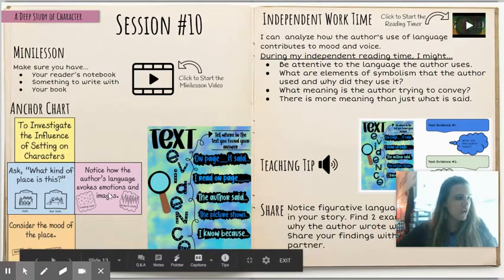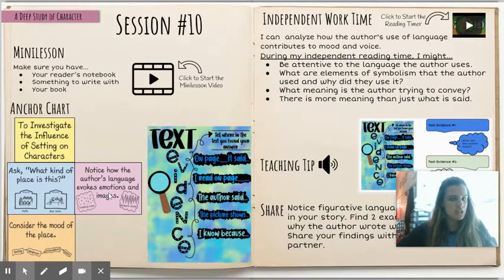I'm going to teach you to notice when you're in the setting, not just where it is or the mood, but the specific language that the author uses to invoke an emotion or to paint a picture in your mind. So we're going to be doing that work today, and we're going to use text evidence. Remember, text evidence is so important. This is when you're going into the story and pulling out a piece of the story to back up what you're thinking. This is such a life skill. Y'all have to know how to do this.